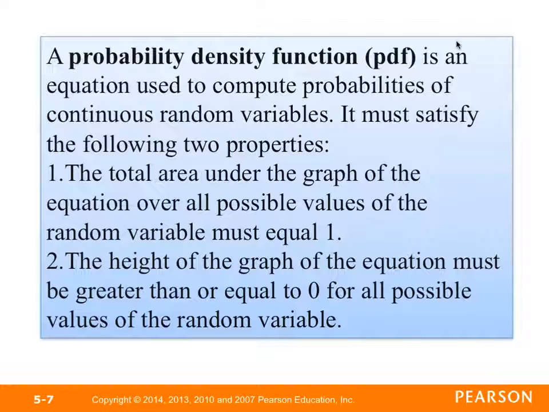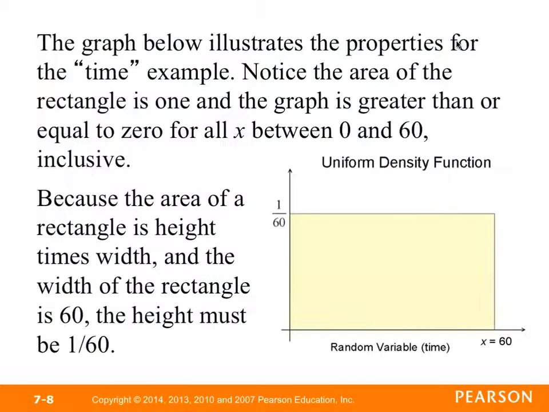So a probability density function is an equation used to compute probabilities of continuous random variables. So it has to satisfy a couple of properties. The total area under the graph of the equation over all possible values has to equal 1. And then the height of the graph of the equation must be greater than or equal to 0 for all possible values of the random variable. So for example, you can't have a negative height.